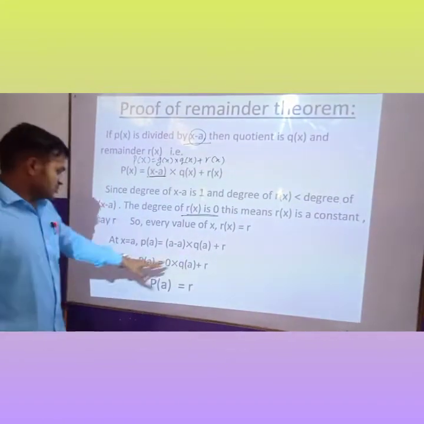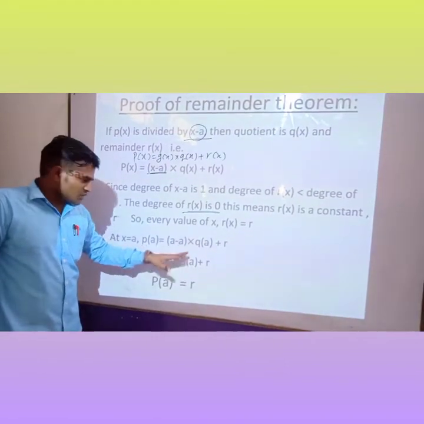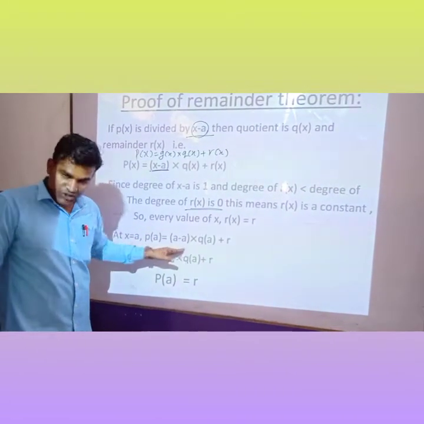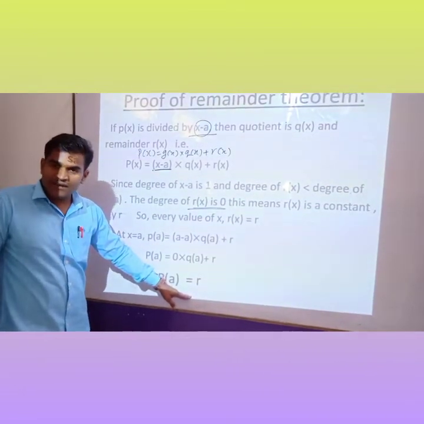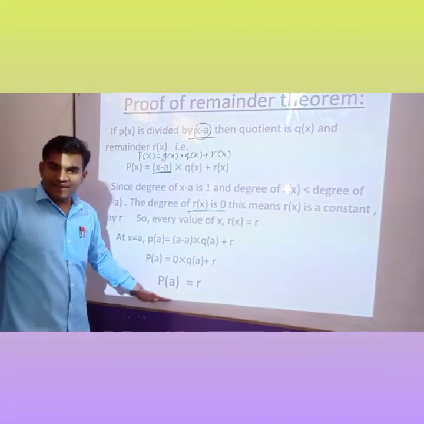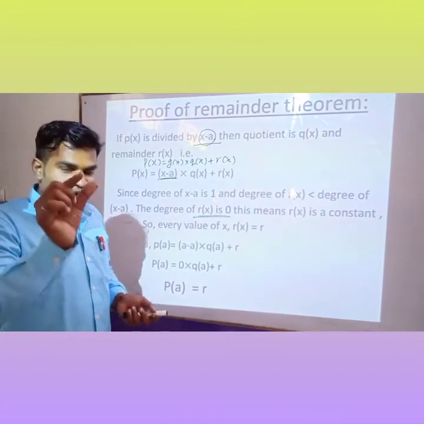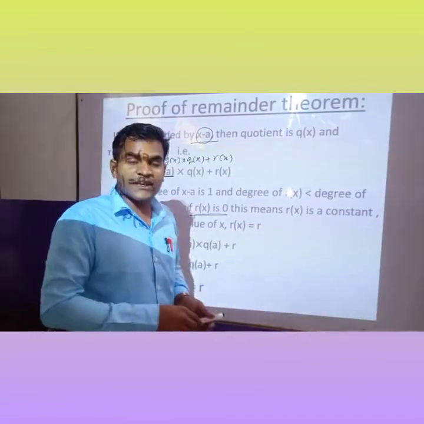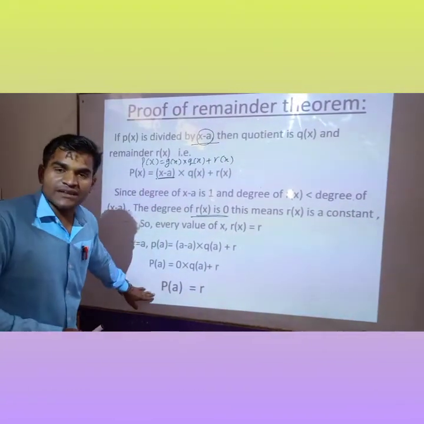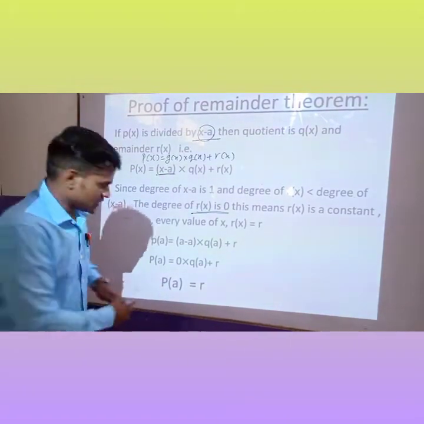That's why. So students, a minus a is 0. If a minus a is 0, this term will be 0. So we get p(a) is equal to r. r is the remainder. It means if p(x), a polynomial, is divided by a linear polynomial x minus a, then the remainder is p(a). That's the proof. Yes.